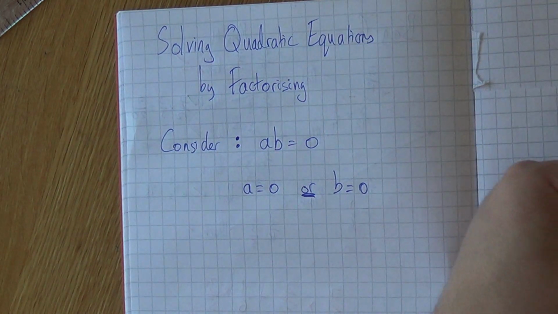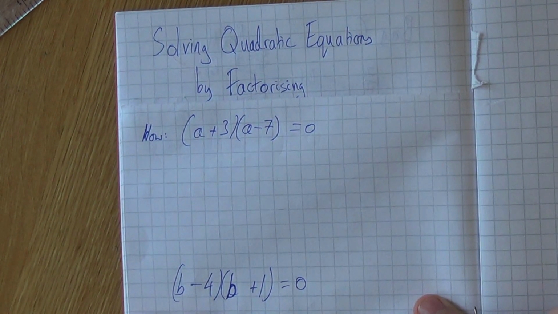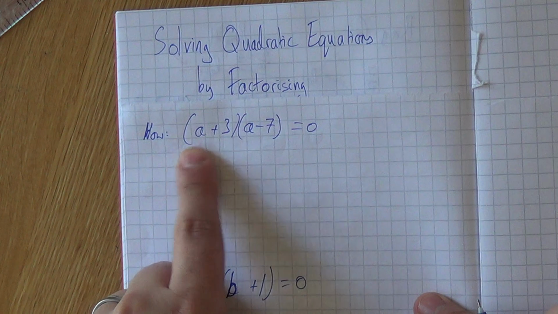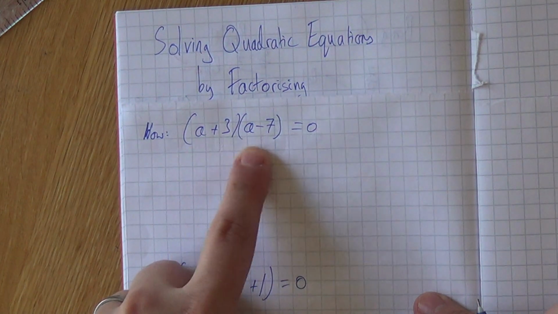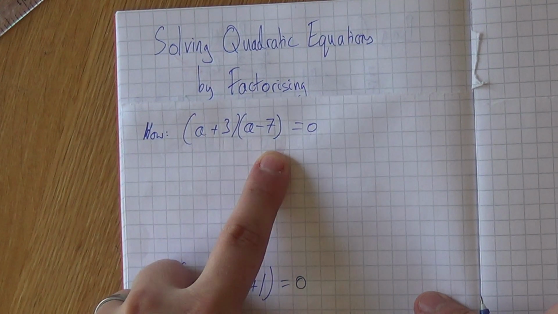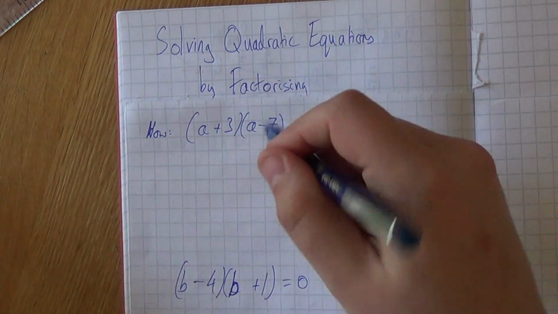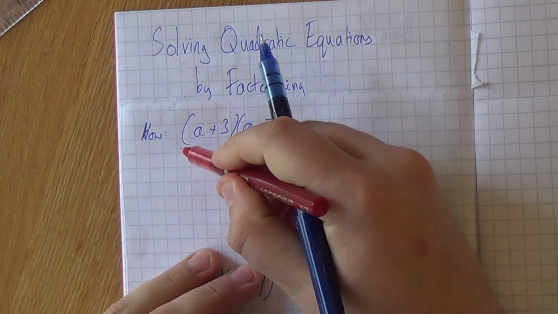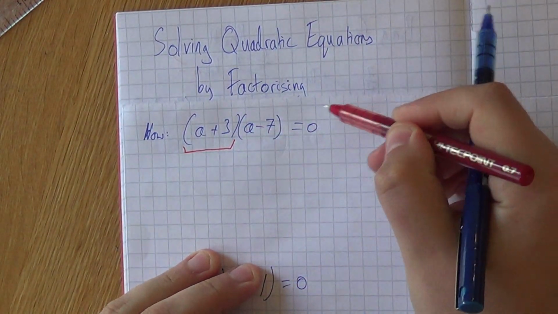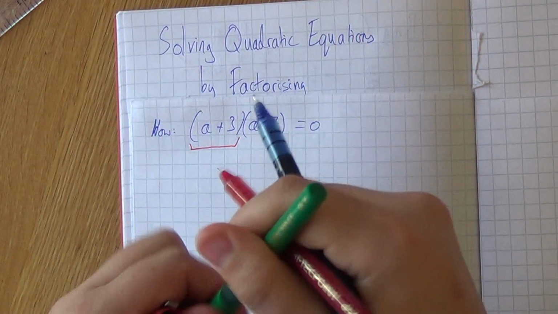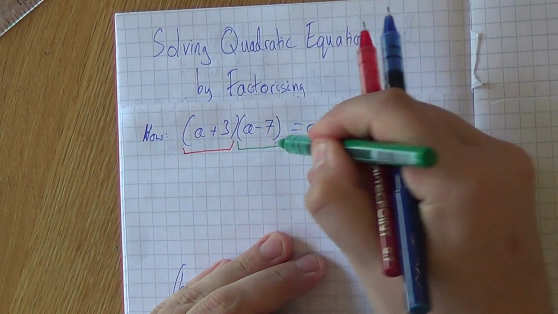So here is an equation in A that's already been factorised. Because as I say, I'm skipping that section. So you would factorise it to get in this form. And that means either this first factor here equals 0, or this second factor here equals 0.